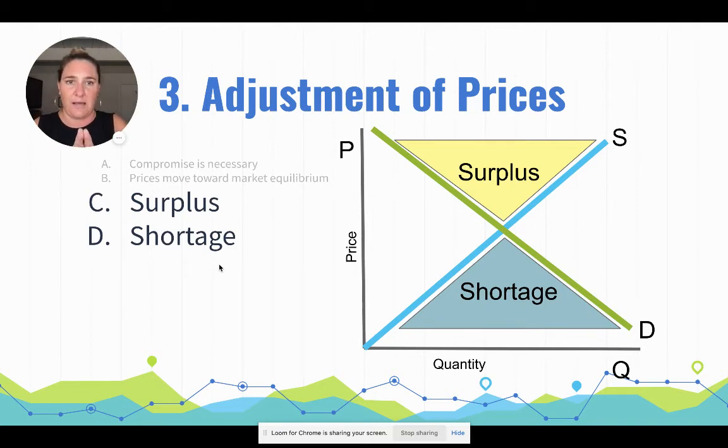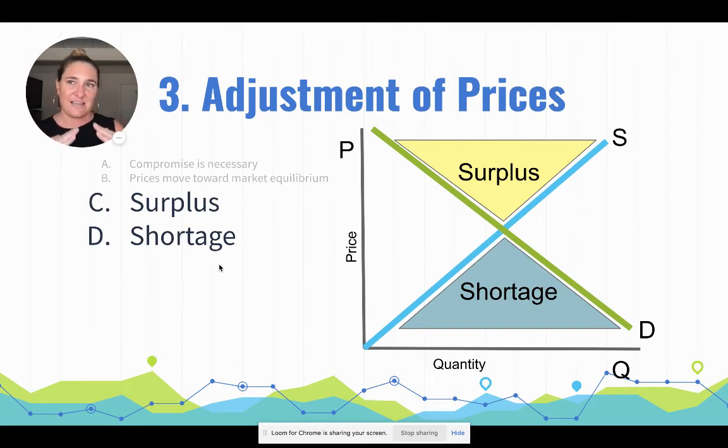The opposite of surplus is a shortage, right? This is where the quantity demanded is greater than the quantity supplied at any given price. This will signal that prices are too low, right? And so this will then lower the demand because the price is going to start to increase, and increase the supply because the price will increase in order to adjust for that shortage.